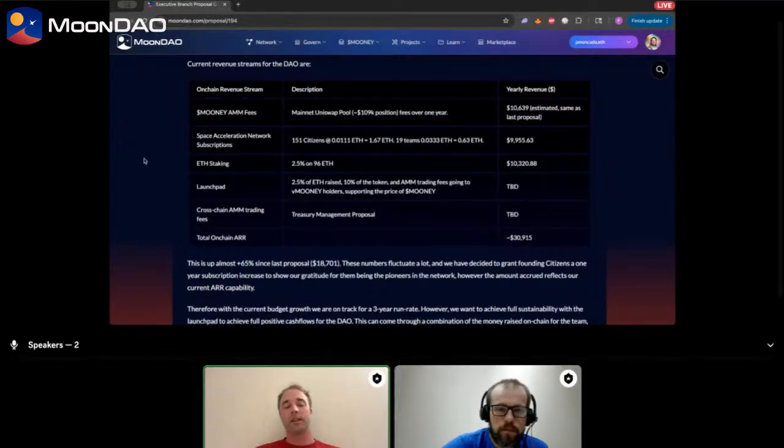And the 2 next big ones are the Launchpad, and also some of the cross-chain AMM trading fees that we've launched in the last couple months. So this is all good. We still have a ways to go to achieve the next milestone, which is full sustainability, in that we're default alive. So we're making more than we have in expenses.